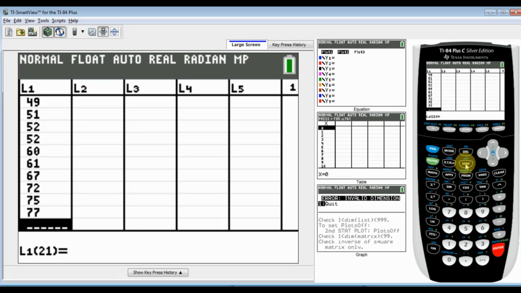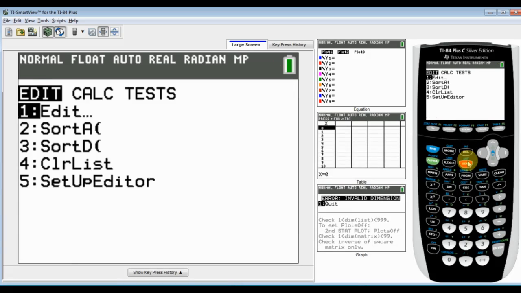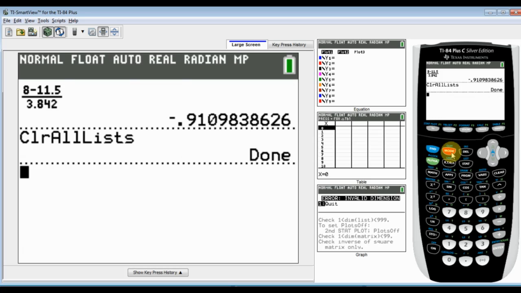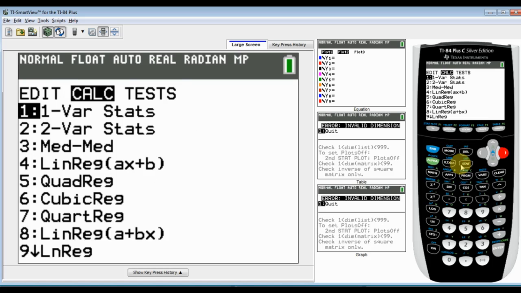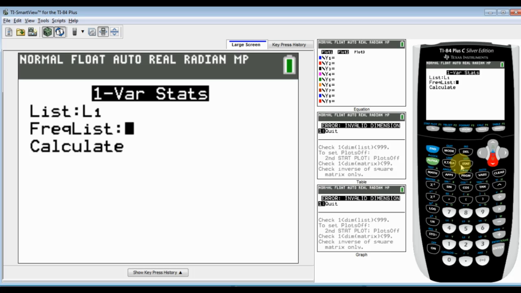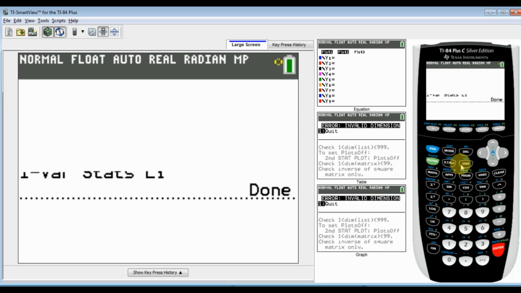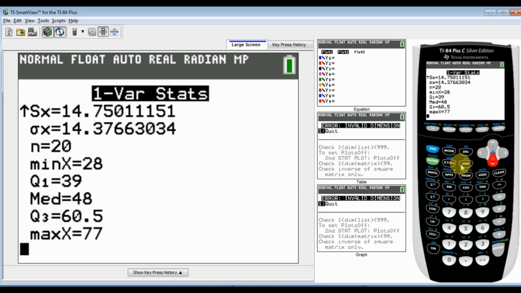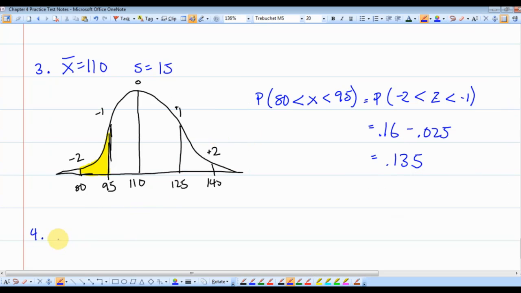Next, we're going to compute the one variable statistics. This should tell me everything. So stat, edit, no. Home screen, stat, calculate, one variable statistics for L1. That tells me everything I will need to know. The first thing is the first quartile. The first quartile is 39. So for Q1, we say 39. Yeah, 39.